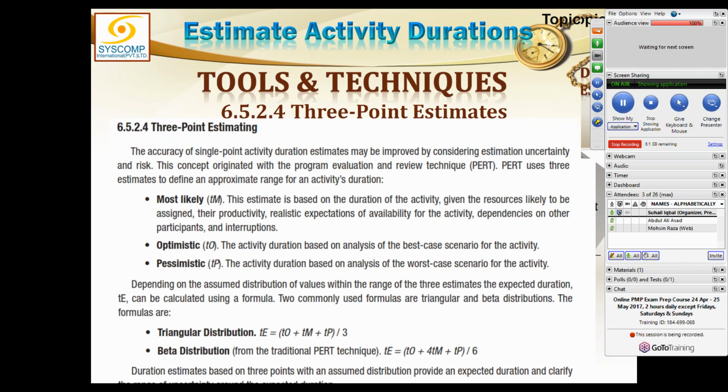But if you have ample data, like 100 sources and you have accumulated all this data, then you should give more weightage to the most likely value. The most likely value will get 4 times the weightage. And then the formula will be TE equals optimistic plus 4 times the most likely plus the pessimistic, the whole divided by 6. This is called beta distribution. So you have to decide whether you are using the triangular distribution or the beta distribution. Triangular distribution is a simple average. Beta distribution is the weighted average. Good.